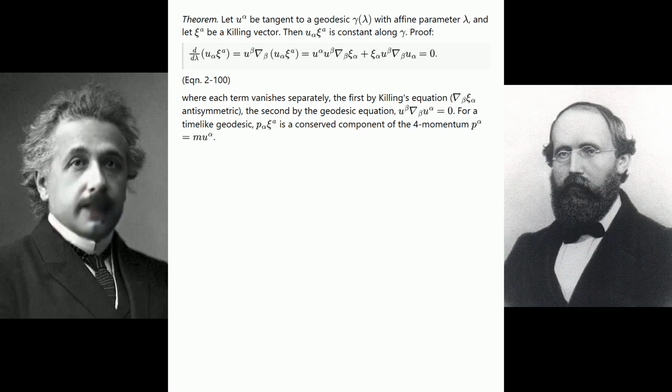See equation 2-100. Each term vanishes separately, the first by Killing's equation, ∇_β ξ_α antisymmetric, the second by the geodesic equation, U^β ∇_β U^α = 0. For a timelike geodesic, P_α ξ^A is a conserved component of the 4-momentum P^α = μU^α.